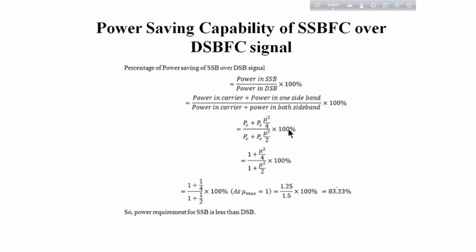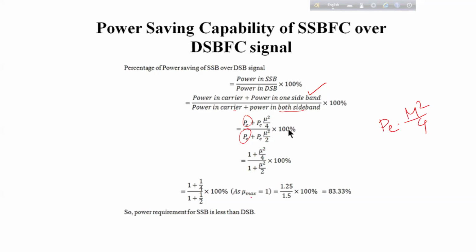The percentage of power saving of SSB over DSB signal is equal to power in SSB divided by power in DSB into 100%. Power in SSB means power in one sideband plus power in carrier. Power in DSB means power in both sidebands plus power in carrier. We know power in carrier can be written as Pc. Power in one sideband is Pc mu square by 4, and power in both sidebands is Pc mu square by 2.